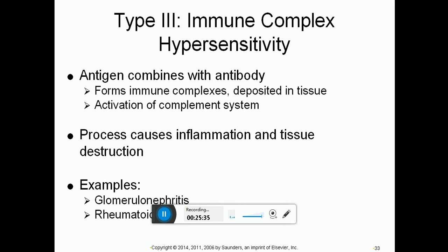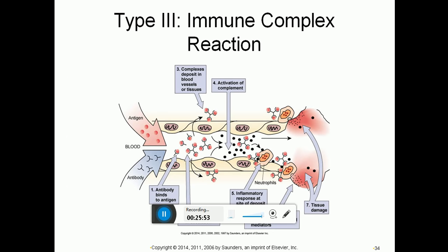Type 3 is also called the immune complex hypersensitivity. In this case, you also have an antigen and an antibody that make a complex called the antigen-antibody complex. The antibody in this case doesn't destroy the antigen, but what happens is that this antigen-antibody complex deposits on different tissues, usually in blood vessels, and this leads to the activation of the complement system that leads to severe inflammation and tissue destruction.